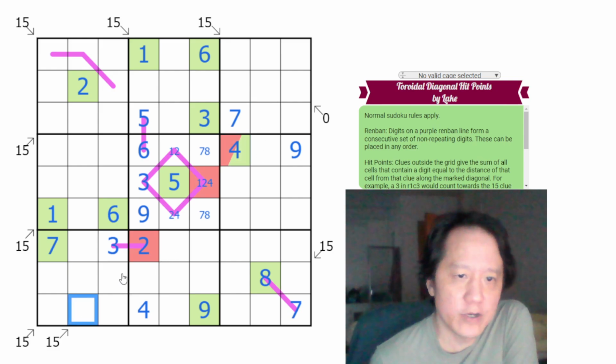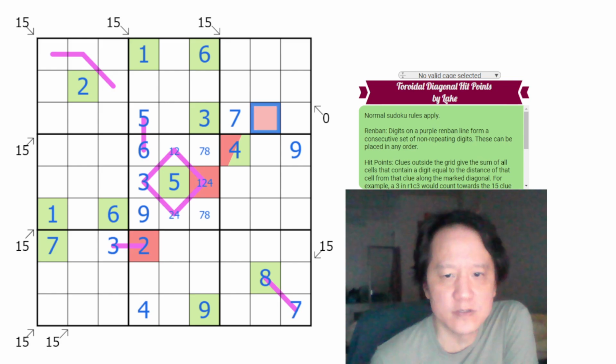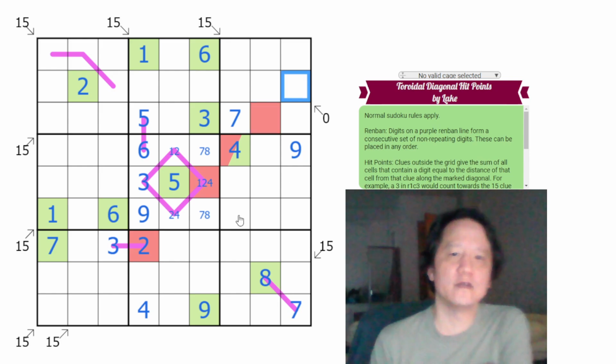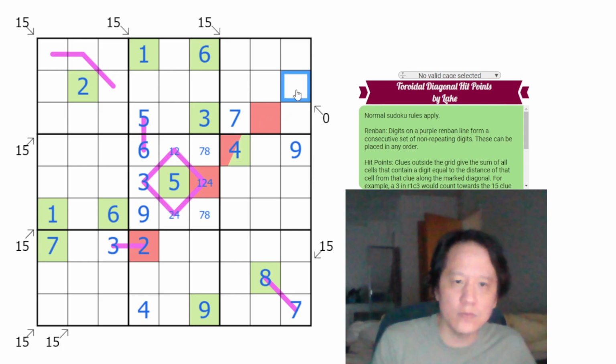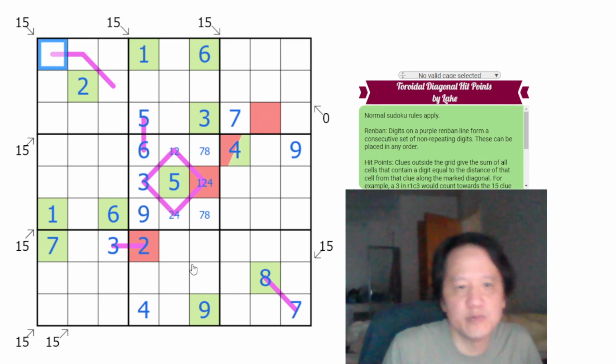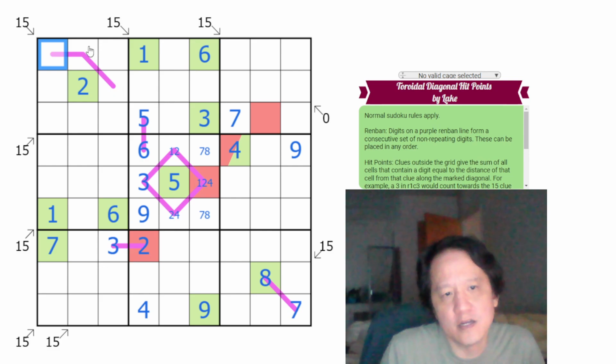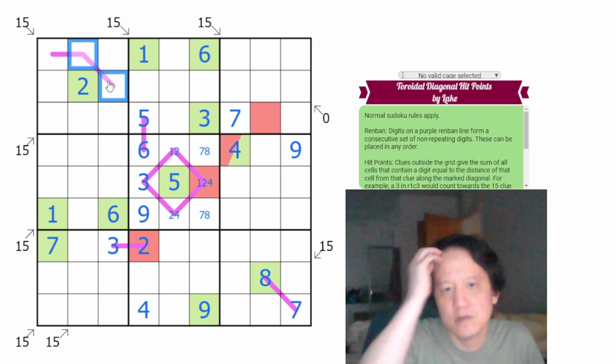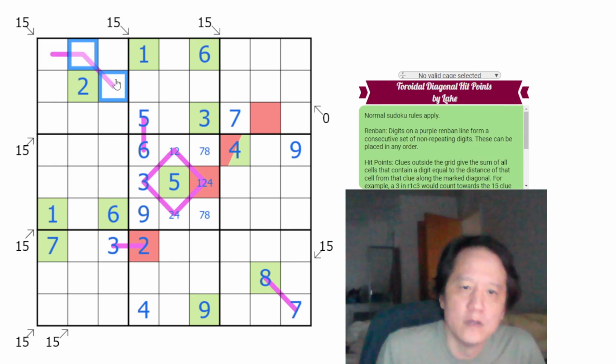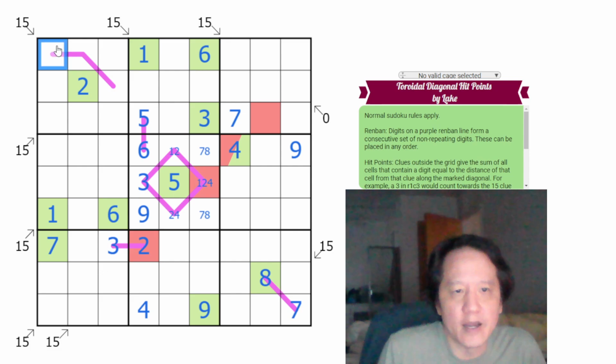So this would have to be 1 or 2. 1, 2, 3, 4, 5, 6. Cannot be 7, so that's out. This could be 8, and can this be 9? If this is 9, this is 8 and 7. So one of either 8 or 9 has to be valid, right? So none of these are valid for this 15.